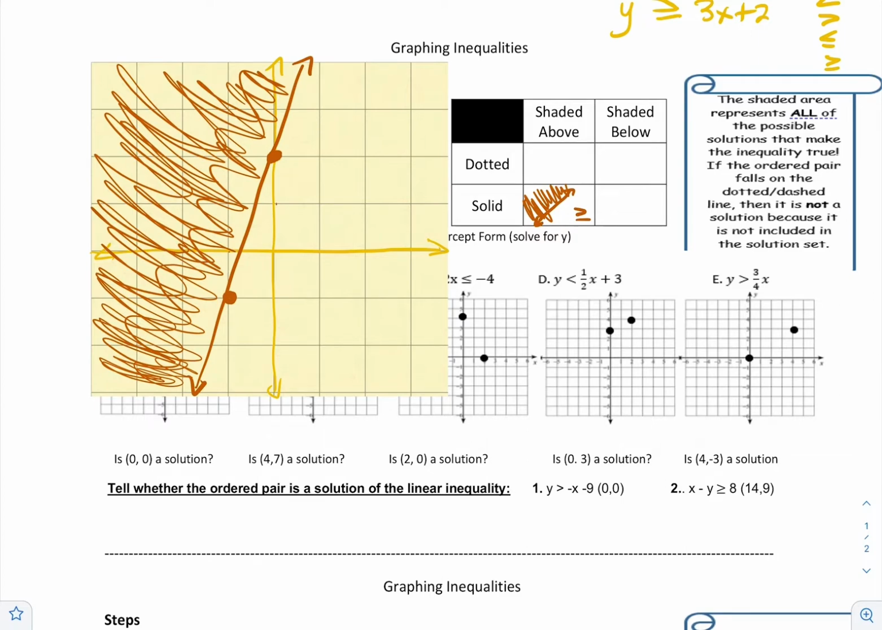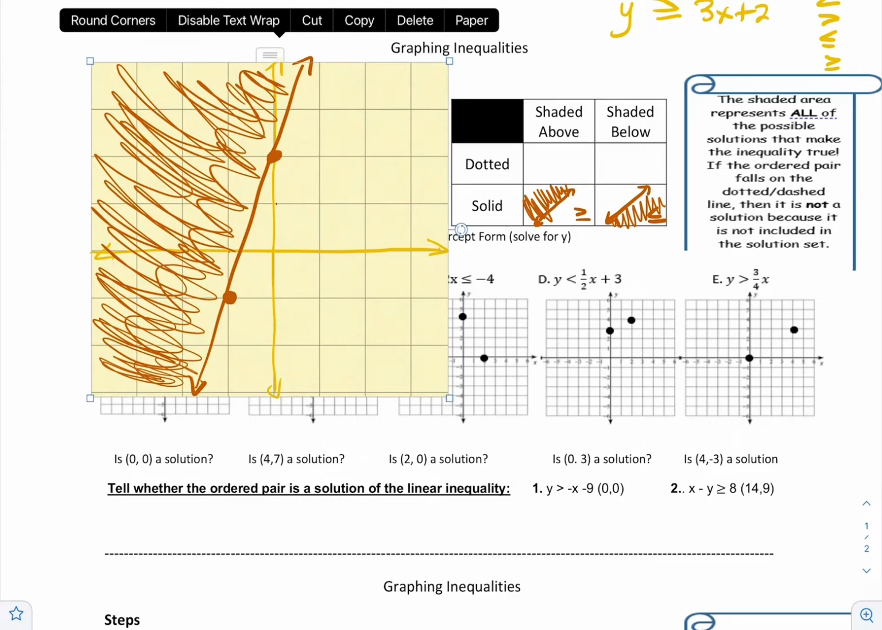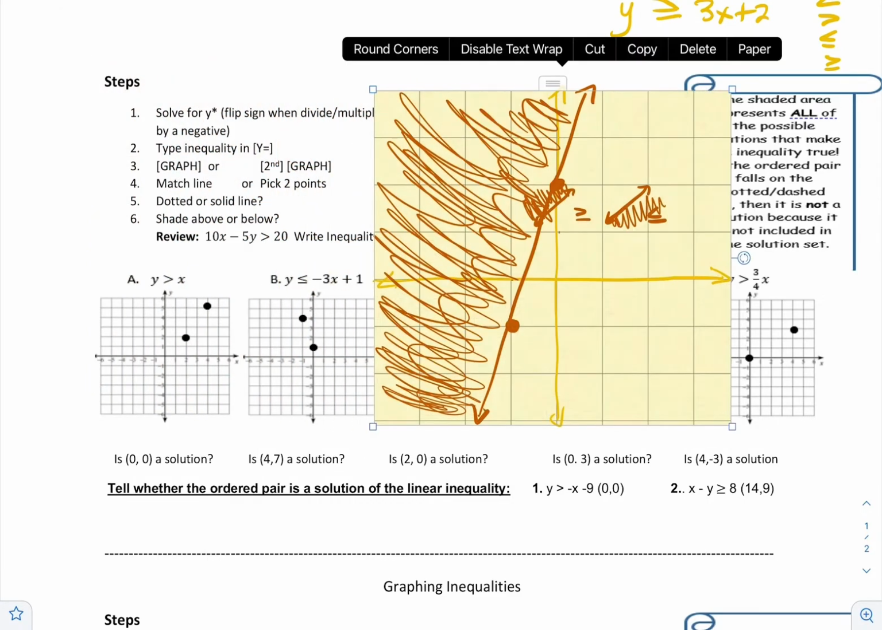Now, if the tables were turned and we had less than or equal to, then we would do the same graph. That's the equal to graph. And then we shade below the line. Okay. So let's get back here.